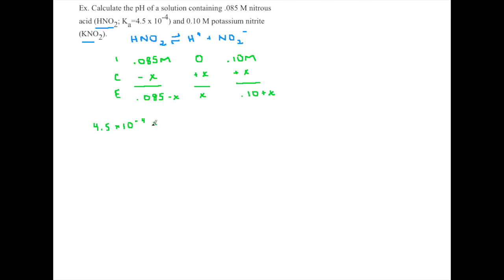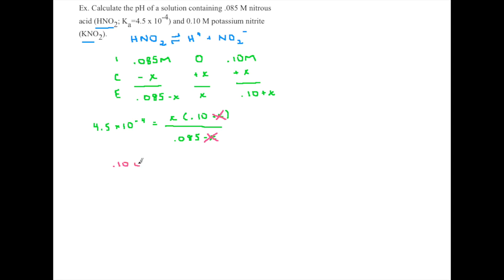Ka equals the concentration of hydrogen ion times the concentration of my nitrite ion. So it's going to be X times the concentration of nitrite ion all over the concentration of my nitrous acid, which is 0.085 minus X. I'm going to assume that the values of X are small enough that they won't affect these two, so I'm going to get rid of them, and now I'm going to solve my equation. So I get the following.